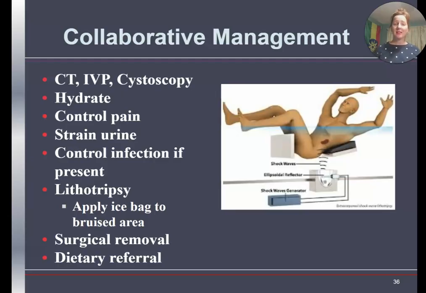That CT is going to help you see stuff. It's high sensitivity and it can note an obstruction, so it's very helpful. The IVP, I actually forgot what an IVP is. I'll come back to it. The cystoscopy, remember that thing that can go up your urethra into your bladder from the beginning of the lecture? That cystoscopy can be used to diagnose and treat different things. It can diagnose and treat a stone.